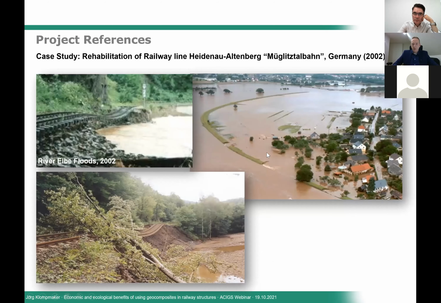Another case study is showing the consequences of large floods, which we had in Germany in 2002. The river Elbe really carried a lot of water due to the flood situation. And this picture at the bottom left shows a railway embankment which completely collapsed because the water level even moved up to the surface of the rails.